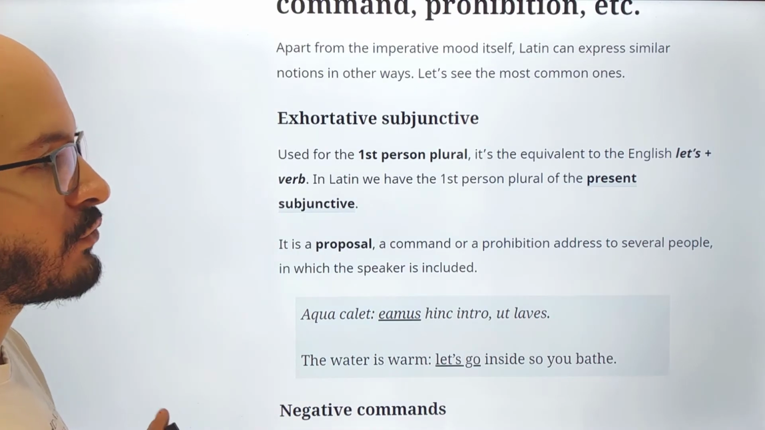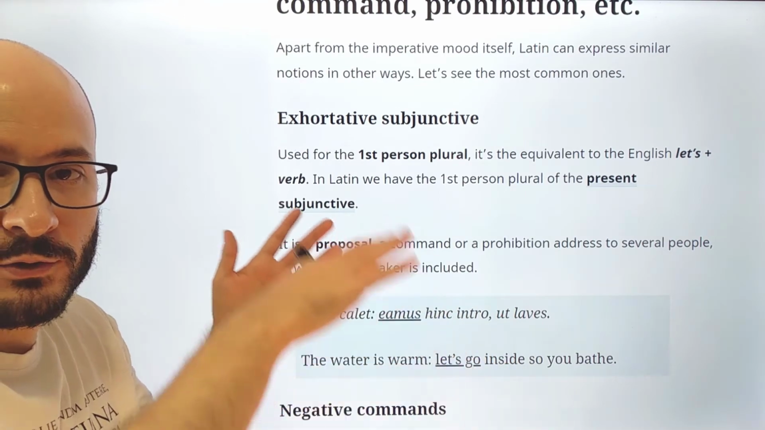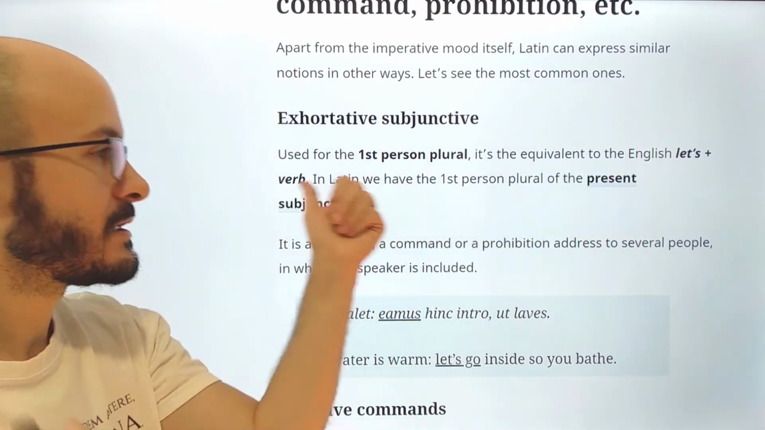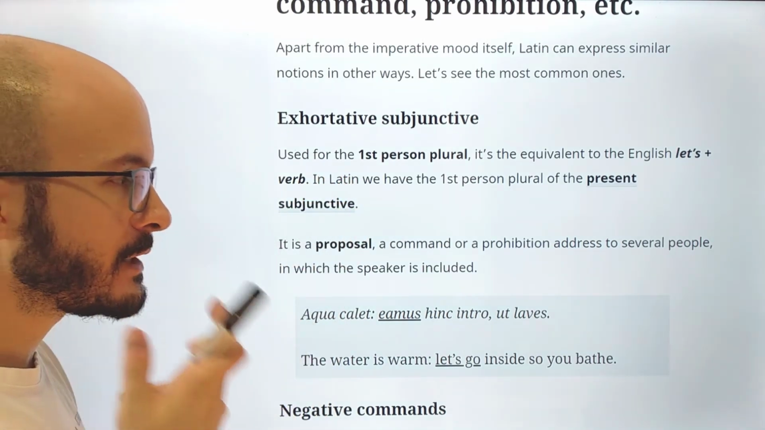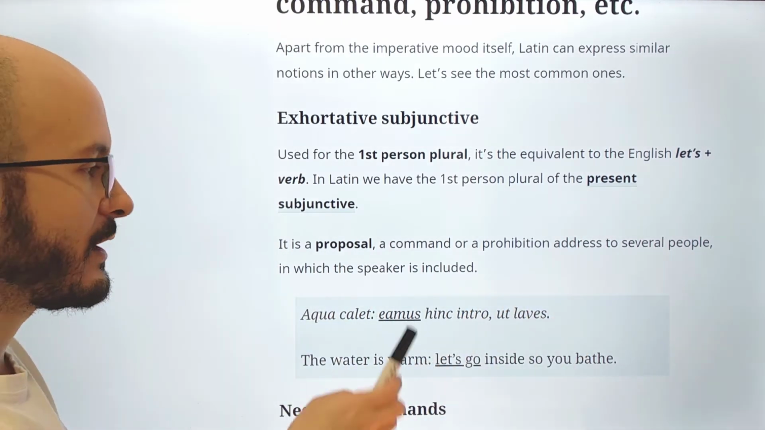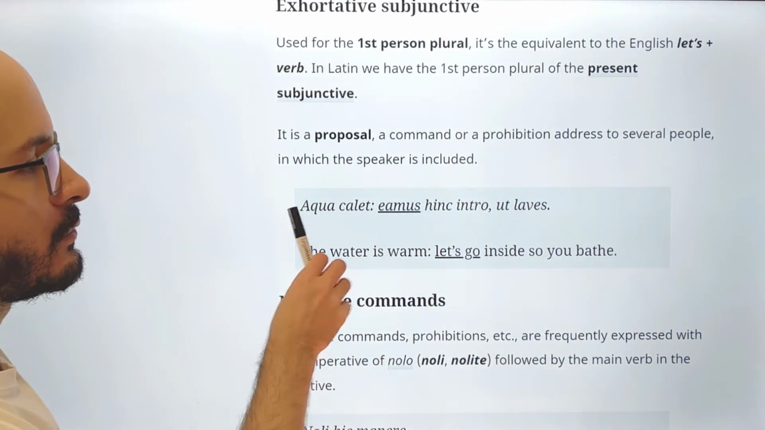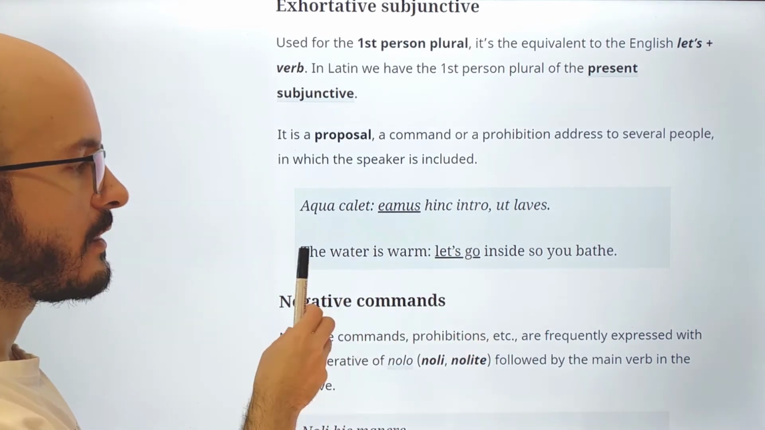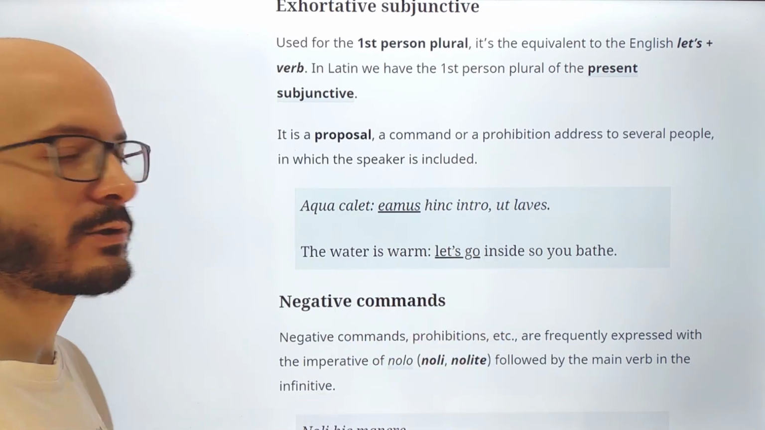In Latin, we have the first person plural of the present subjunctive, which works as let's whatever in English. It is a proposal, a command, or a prohibition addressed to several people, in which the speaker is included. So here we have: aqua calet, eamus in intro ut laves. The water is warm, let's go inside so you bathe.